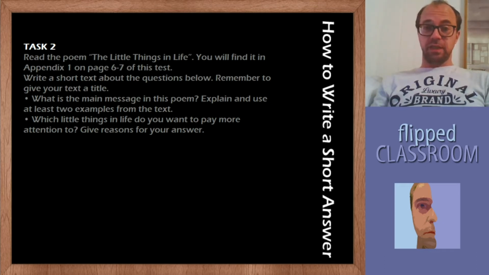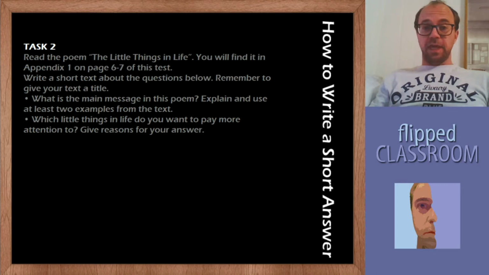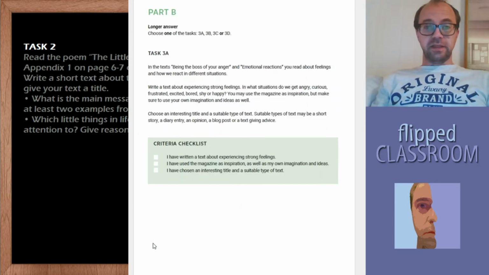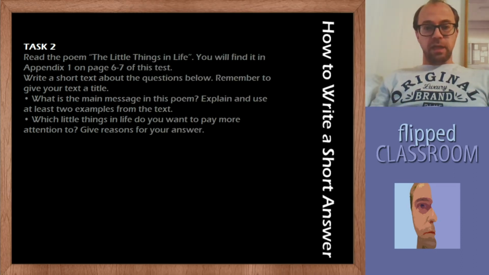So that was the task. And as you can see right away, it's a task that is based on a text called The Little Things in Life, and you will find it in Appendix 1. So if we go back to the actual test, you will see that you find this appendix at the very end of the test. On page 6 and 7, you find this text, The Little Things in Life. Okay, so let's hide that again. And now let's see, how do you actually do this?